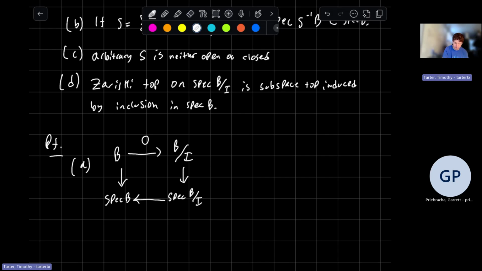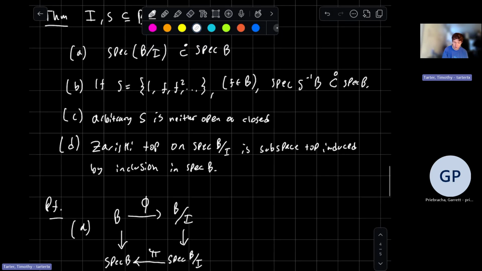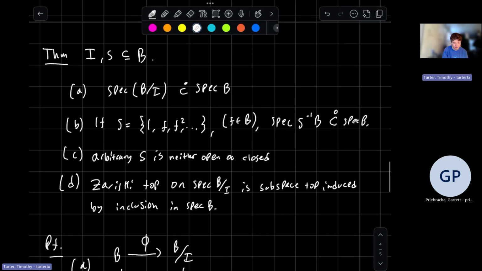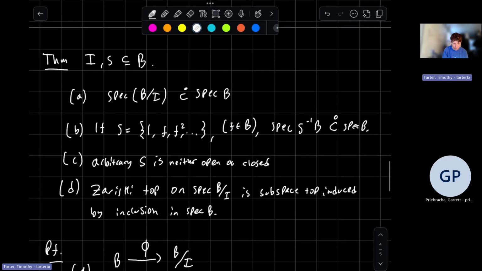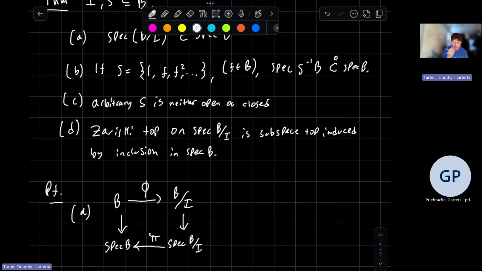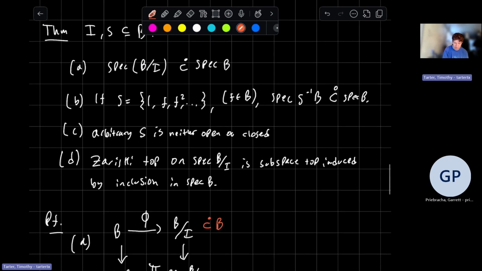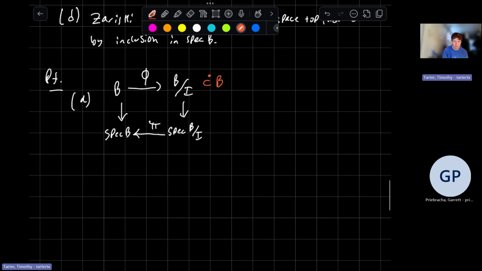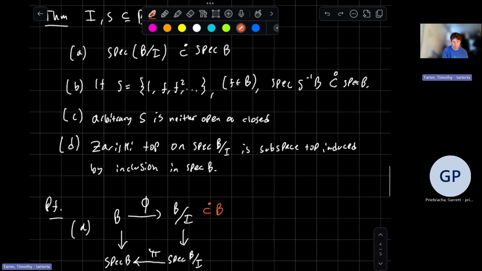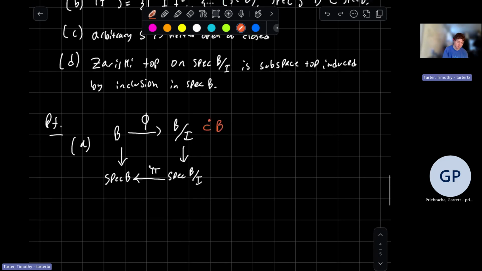So if this is phi and this is pi, then it's natural that these things get sent to each other. So B mod I is definitely closed in B, and so that gets mapped to spec B mod I. And so closed sets get mapped to closed sets. Namely, the entirety of spec B mod I gets mapped to a closed set, right?